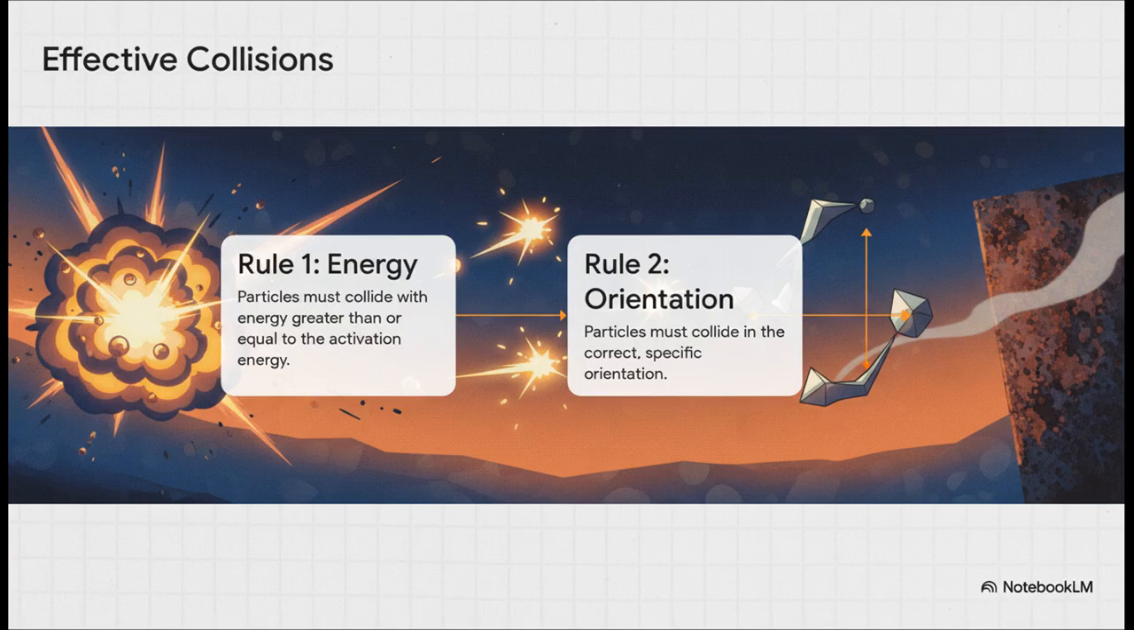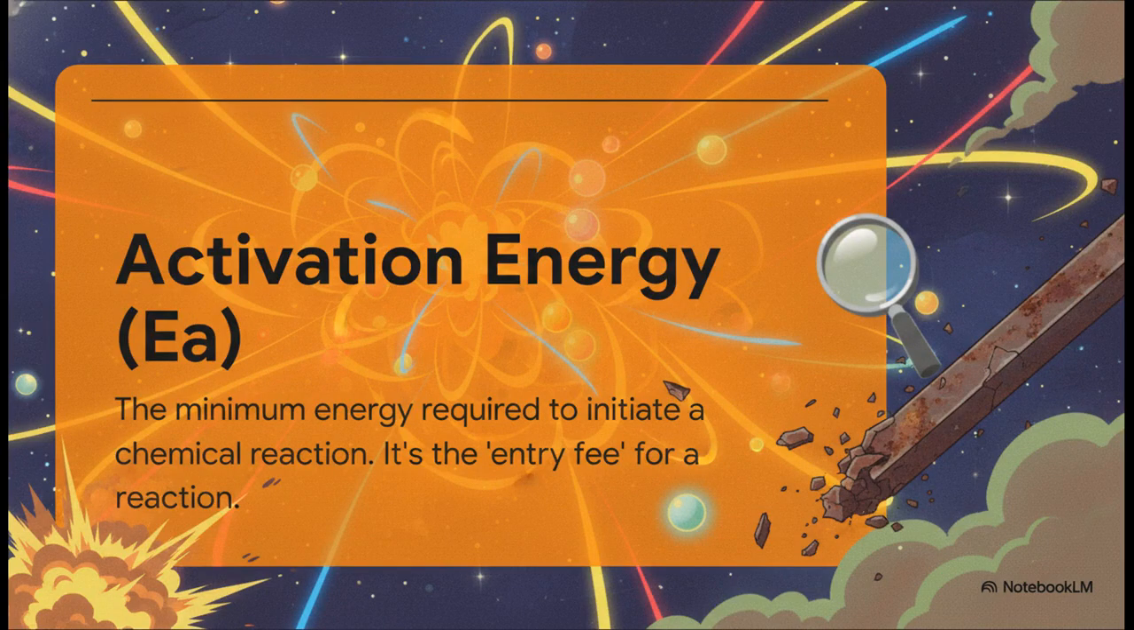Rule number one, the particles have to slam into each other with enough energy. And rule number two, they have to hit each other in exactly the right way, at the right angle, kind of like two puzzle pieces clicking into place. If you fail on either one of those, you get no reaction. That first rule, having enough energy, brings us to this really important idea: activation energy.